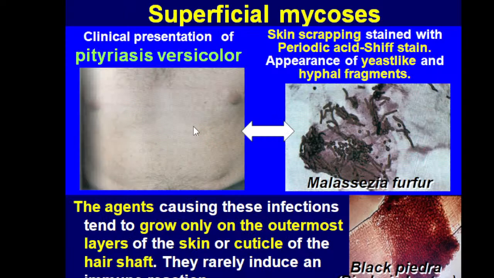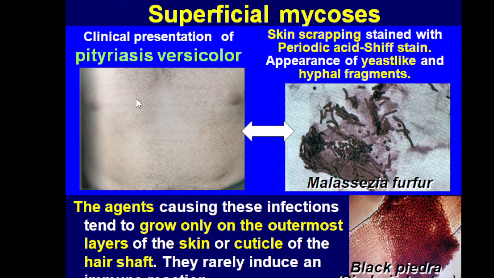That is another example. That is called pityriasis versicolor. There's a clinical presentation of it. If you take a closer look at the male's chest, you can see some discoloration of the skin. The agent that causes this infection grows only on the outmost layers of the skin or cuticle of the hair shaft. And they almost never induce severe immune reaction.